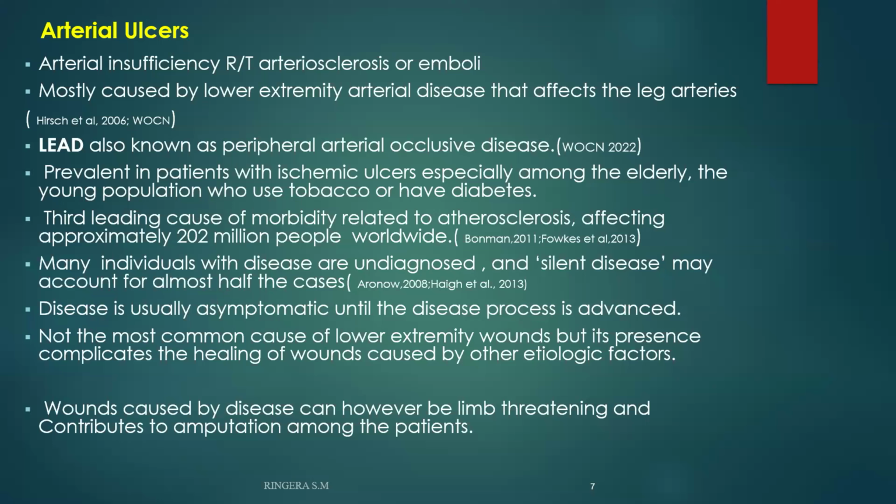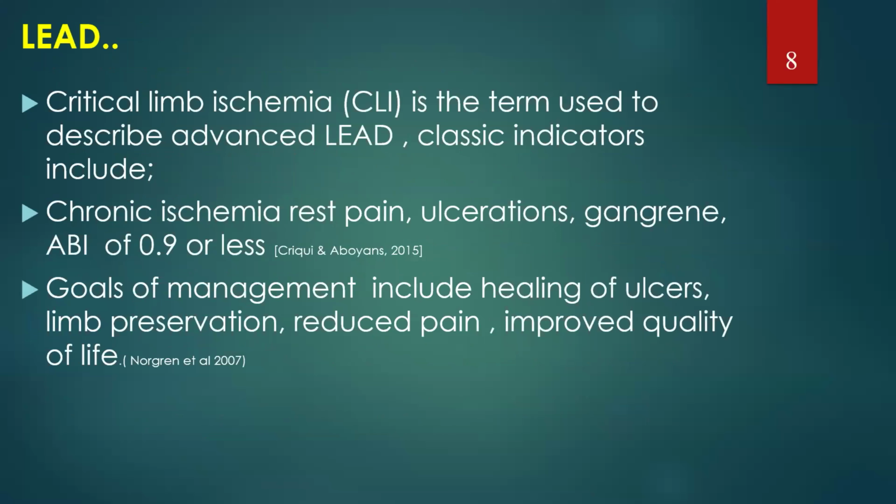Let's also note that the wounds caused by the disease can actually be limb threatening. Most of the patients will end up losing some of their limbs due to the progression of the disease. Critical limb ischemia is the term we usually use to describe the advanced levels of the disease. The classical indicators are that the patient may complain of rest pain, and of ulcerations on the lower leg.